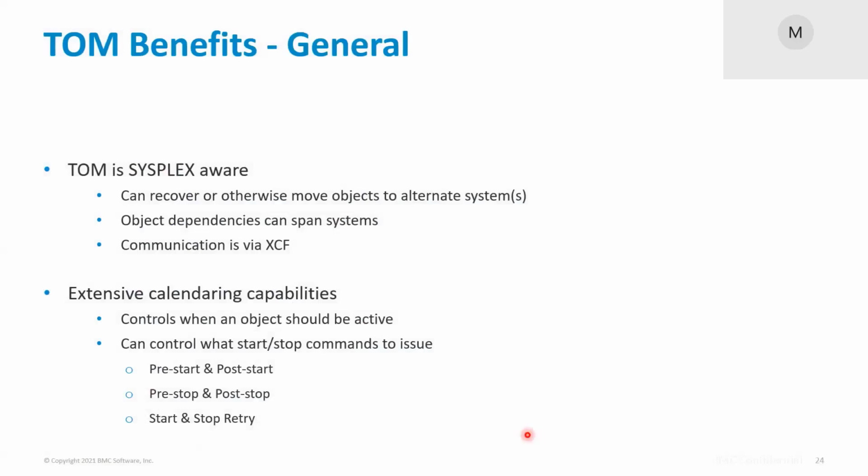So what are the benefits of Tom? Well, I think I've covered a few of them. I just want to review them fairly quickly. Tom is sysplex aware, right? He can recover or otherwise move objects to alternate systems within the Tomplex. Object dependencies can span systems, so you can have dependencies on system A that rely on system B objects. Communication is via XEF, so it's very fast, very efficient.